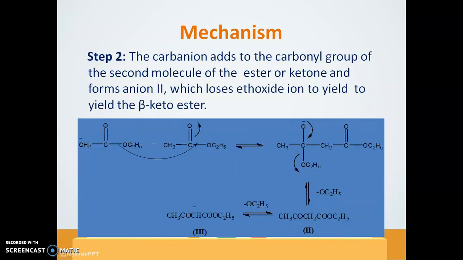Step 2. The carbanion adds to the carbonyl group of the second molecule of ester or ketone and forms anion 2, which further loses ethoxide ion to yield beta-ketoester. You can see here this carbanion 1 will attack the carbonyl carbon to give us this intermediate. From this intermediate there will be loss of ethoxide ion, which is going to give us the beta-ketoester.